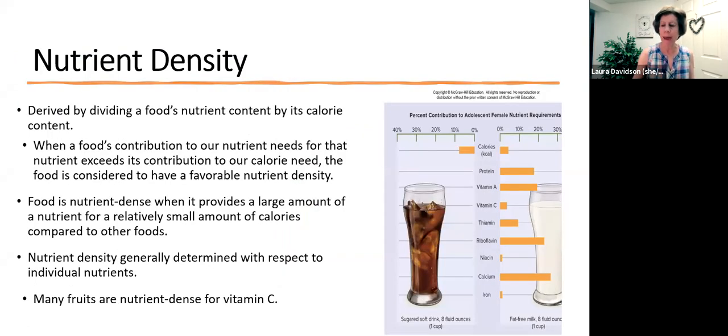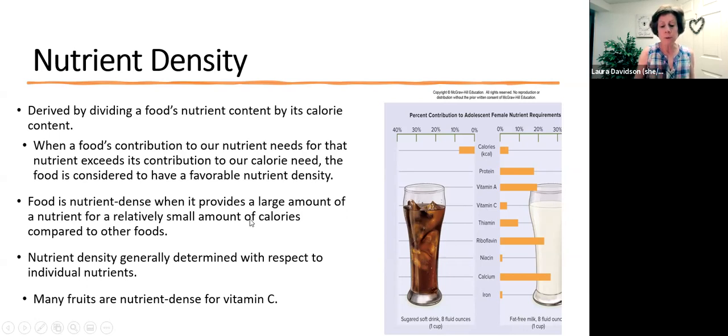Let's talk a little bit about nutrient density. Dietitians spend a lot of time encouraging their clients to choose nutrient-dense foods. Nutrient-dense foods provide a lot of nutrients in the calories they provide. Generally speaking, we can look at this little image here and see that the fat-free milk is nutrient-dense compared to that soft drink. The fat-free milk provides a lot of different nutrients, the soft drink, none.